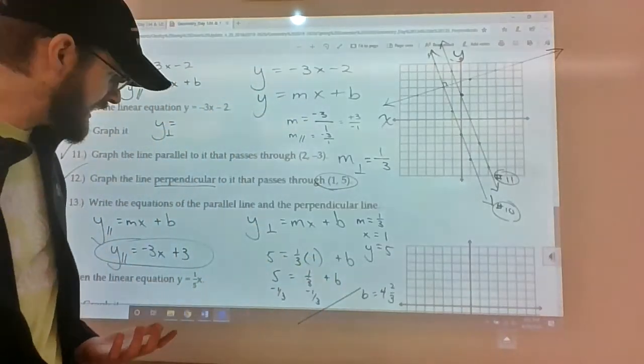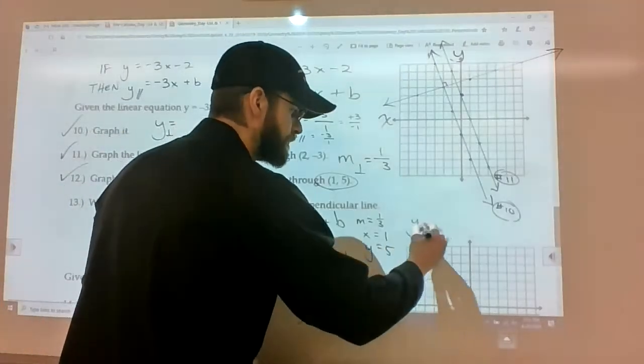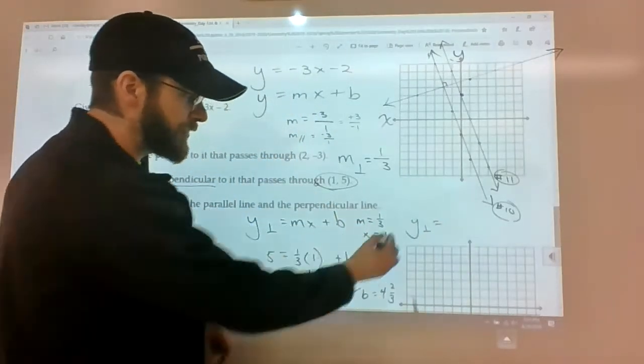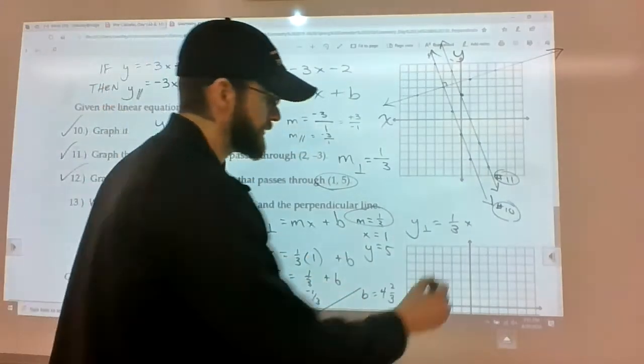So here's my equation of my line. Y perpendicular equals, my m was 1/3, x plus 4 2/3.